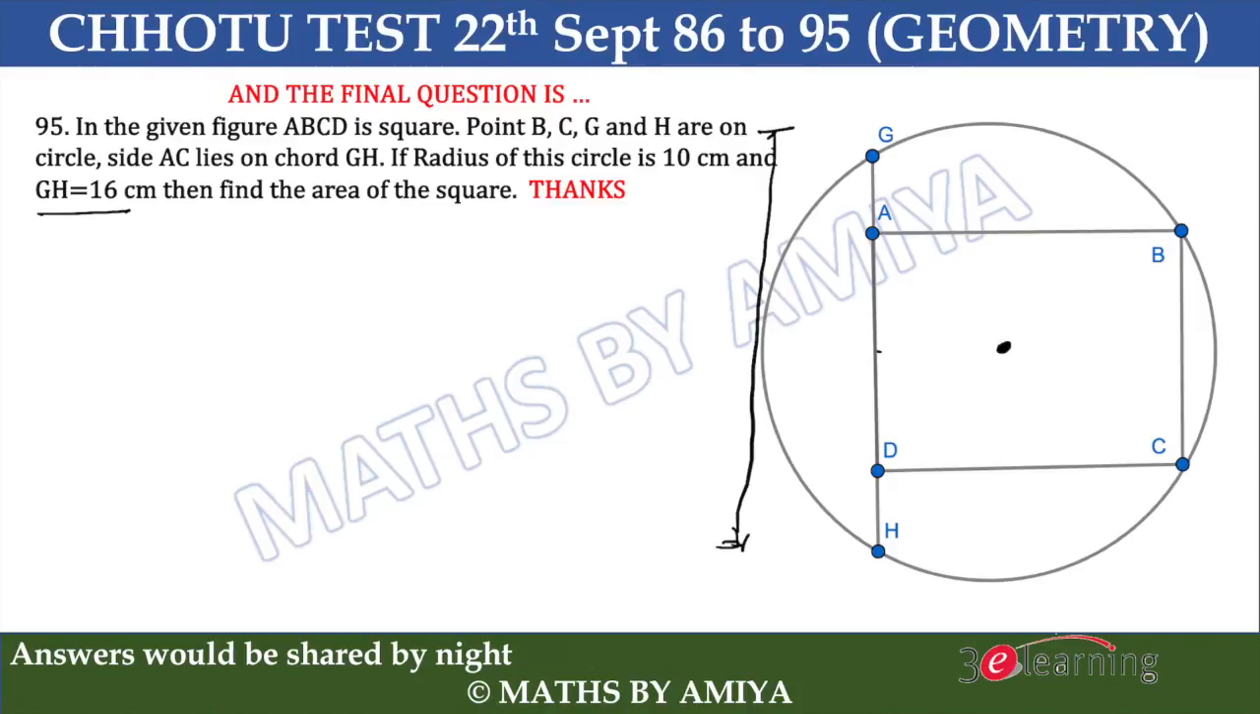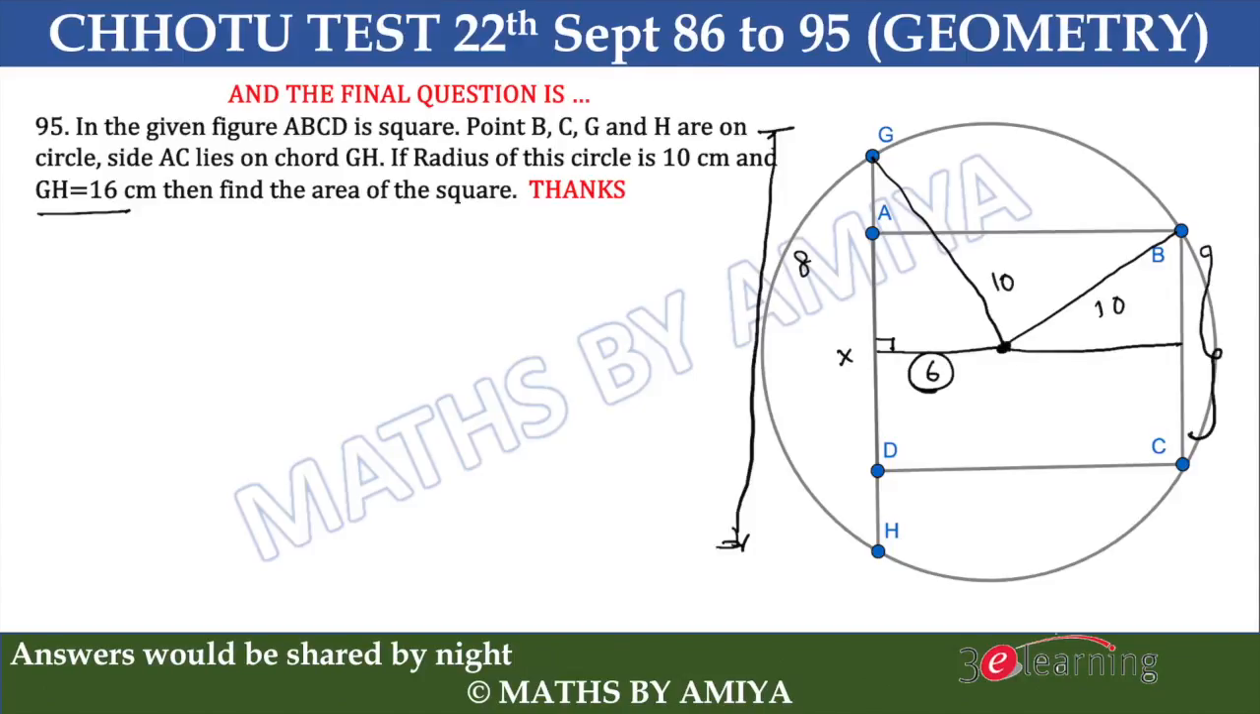Whenever you have a chord, we make a perpendicular line. So we can say this one is x, so the upper half is 8, the lower half is 8. And we have the radius, which is nothing but 10. So this one is 10, this one is 10, and this one is 8. So we can easily say this one is 6 units.